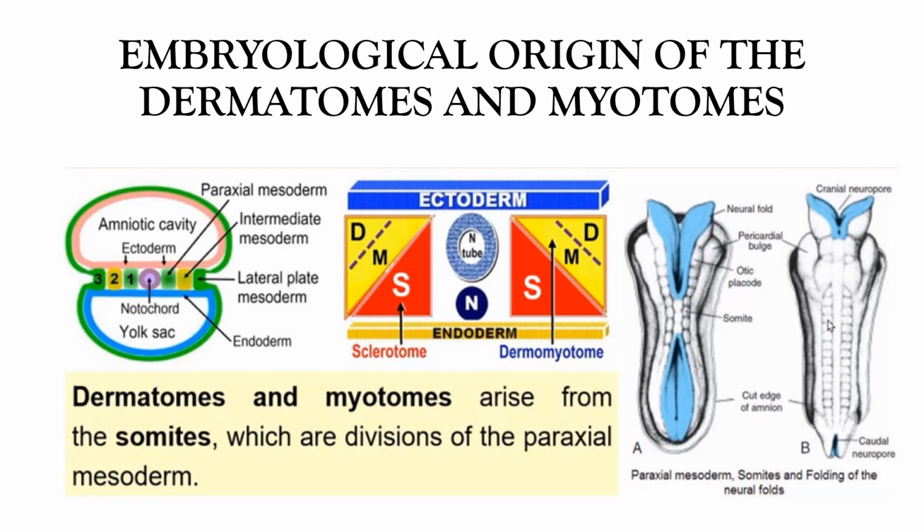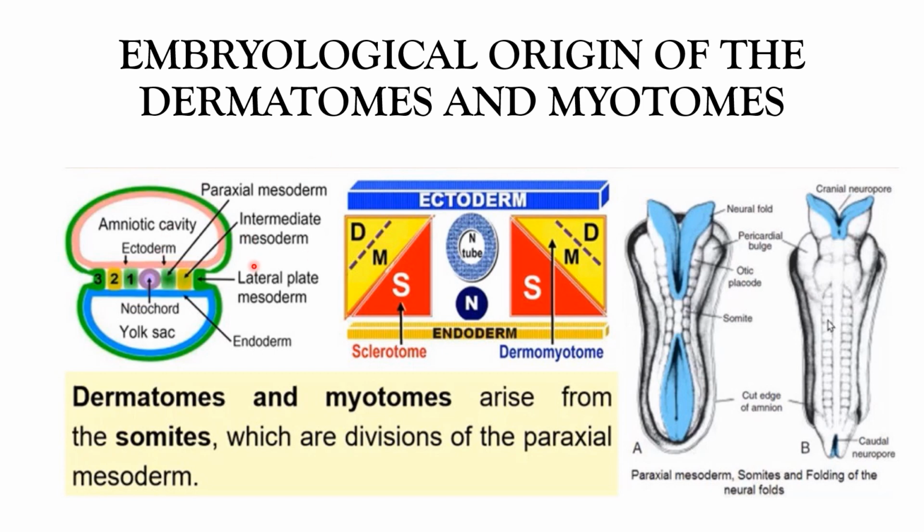Now, I want to look at the embryological origin of dermatomes and myotomes. We know that intraembryonic mesoderm is divided into three parts: the paraxial mesoderm, then the intermediate mesoderm, then the lateral plate mesoderm. The paraxial mesoderm is further divided into somites. Each somite is divided into a sclerotome and a dermomyotome. The dermomyotome will then divide into a dermatome and a myotome.